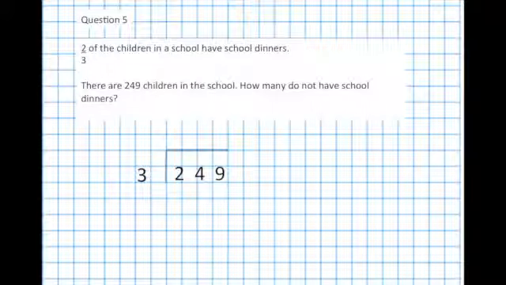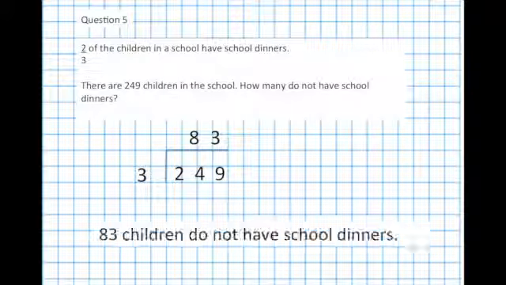How many 3's in 2? Well, 2's too small, so move it along. How many 3's in 24? 8. How many 3's in 9? 3. So the answer is 83. 83 children do not have school dinners.